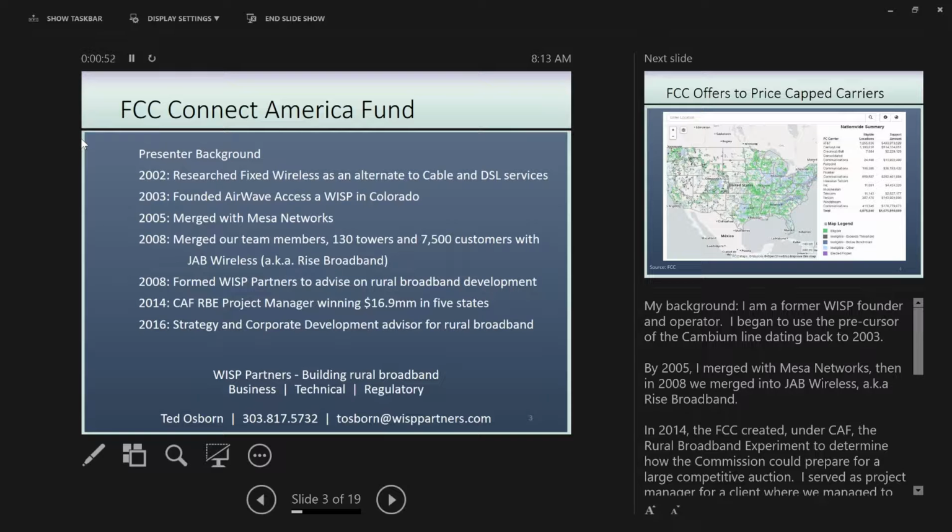I did participate in the reverse auction, the rural broadband experiment, in 2014 as the project manager, where we won bids for 10 locations in 5 states for just under $17 million. And today I provide strategy and corporate development advisory services around rural broadband. Next slide, please.